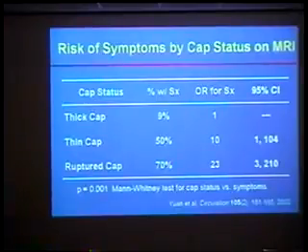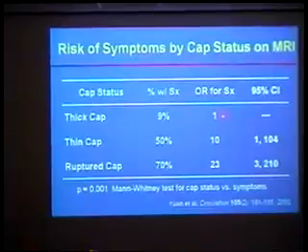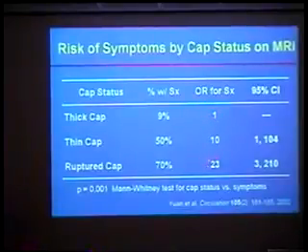If you look at this in a different way, at the odds ratio of a patient who has a thick cap having symptoms, if the odds ratio is 1, then it's 23 times more likely to have symptoms if the cap is ruptured. So this clearly shows that with this type of MR imaging we're getting some very useful information about plaque stability by simply looking at the cap status.